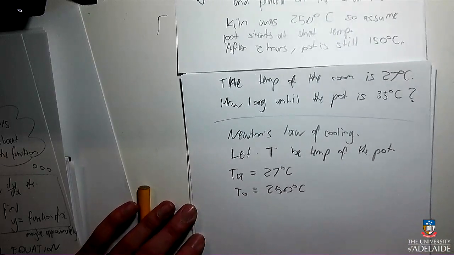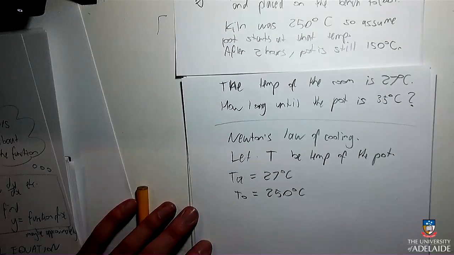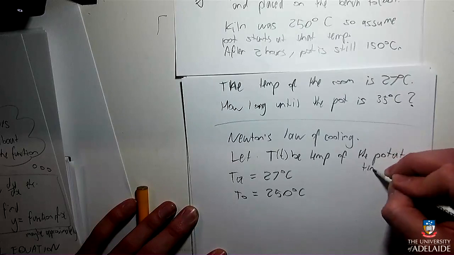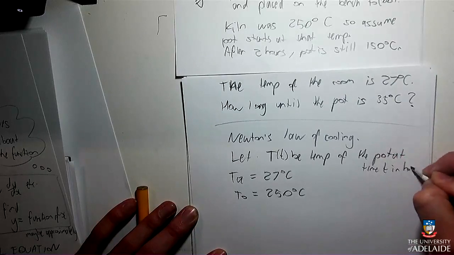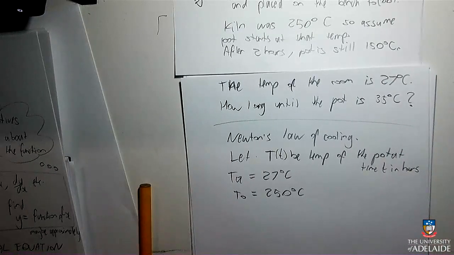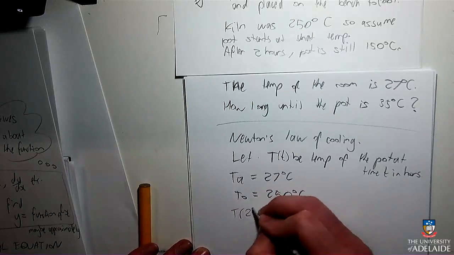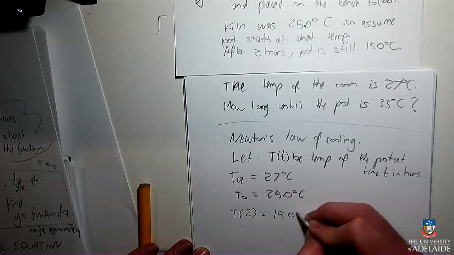And we know that at time t in hours. So we need to tell the person reading it and ourselves what the time unit is. We're going to do it in hours because we were given in hours to begin with, so that's reasonable. Okay, we also know that T at 2 hours was 150 degrees Celsius.